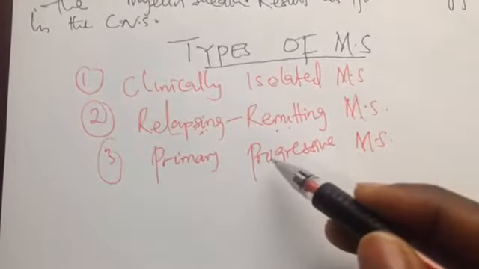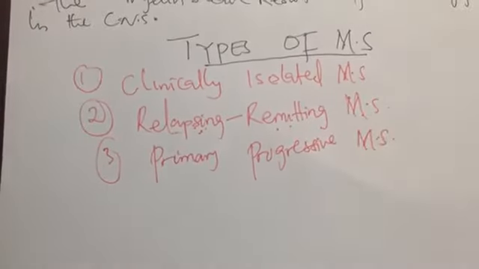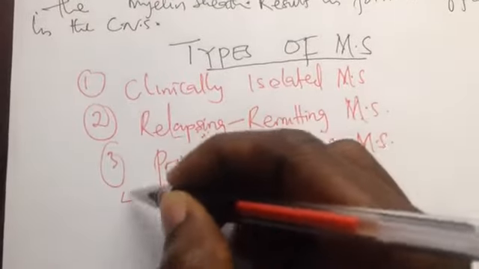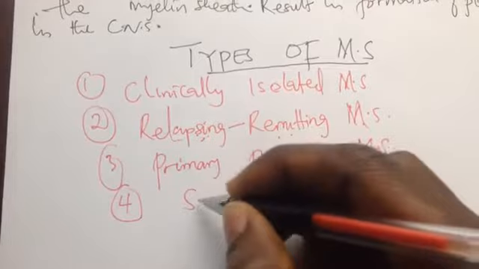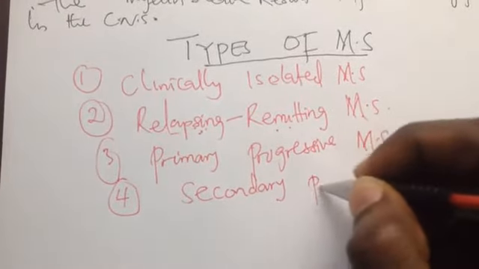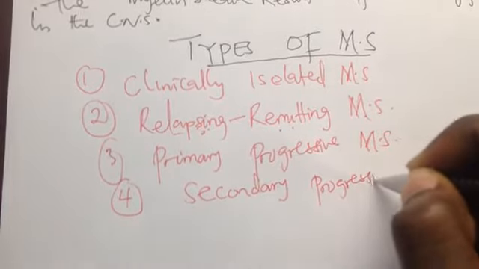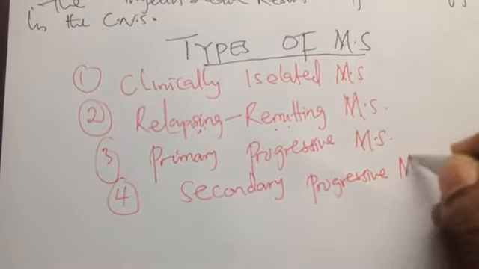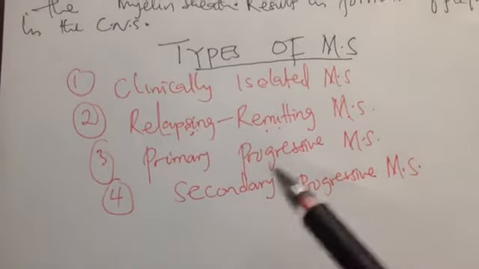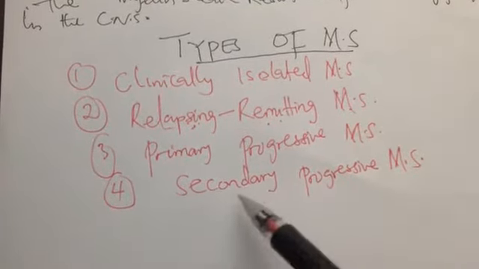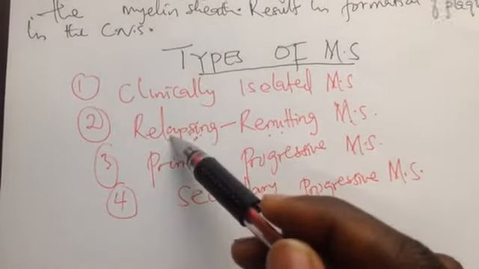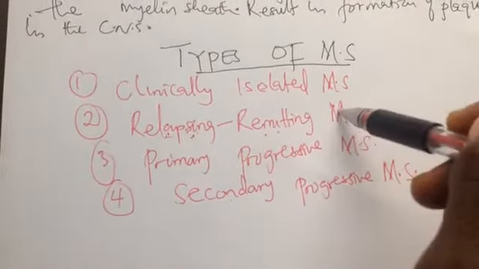And from the word progressive, always the symptoms are getting worse, right? So that is from the definition actually. So number four, that's the last category. We have secondary progressive multiple sclerosis. When we say secondary, it means that this occurs in the patient who has the relapsing remitting type of multiple sclerosis.